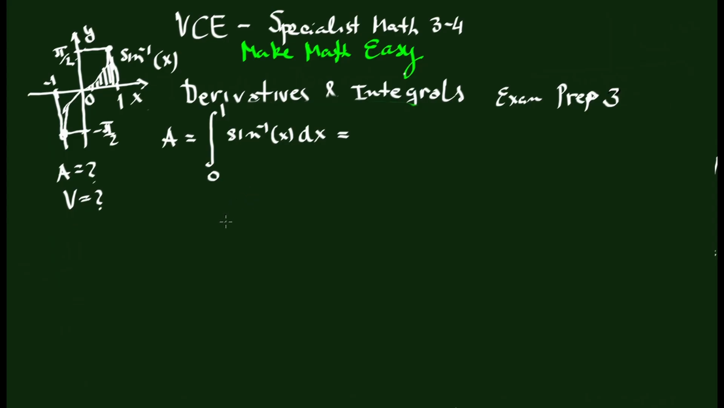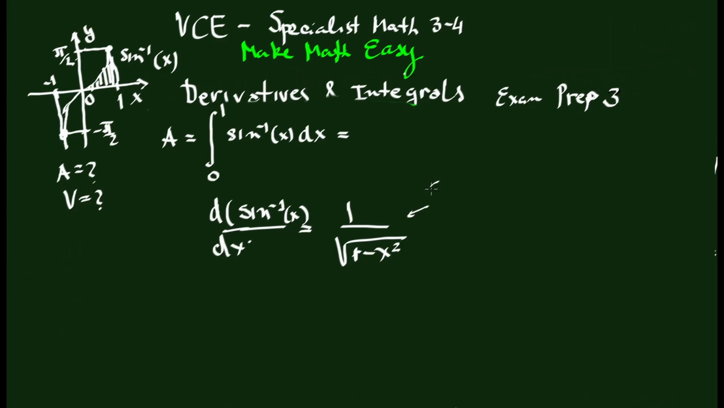And the problem is simple, because what we know is that the derivative of sine to the power minus 1 of x with respect to x is 1 over square root of 1 minus x squared. But that is different. Here we want the reversal, so the integral of this will be sine of minus 1, but that's not the case. It's impossible.